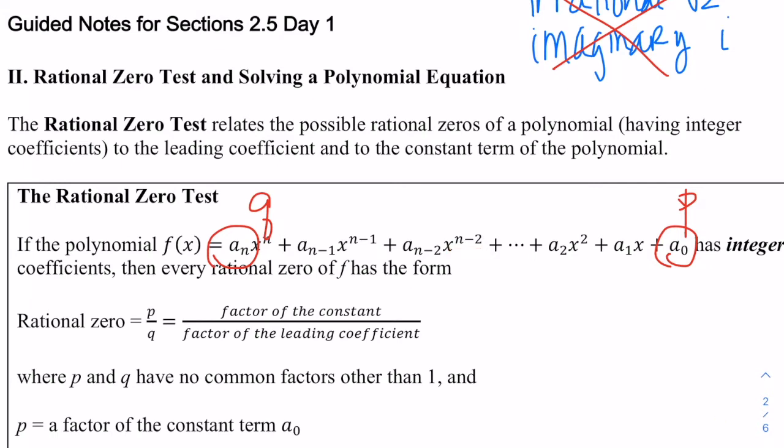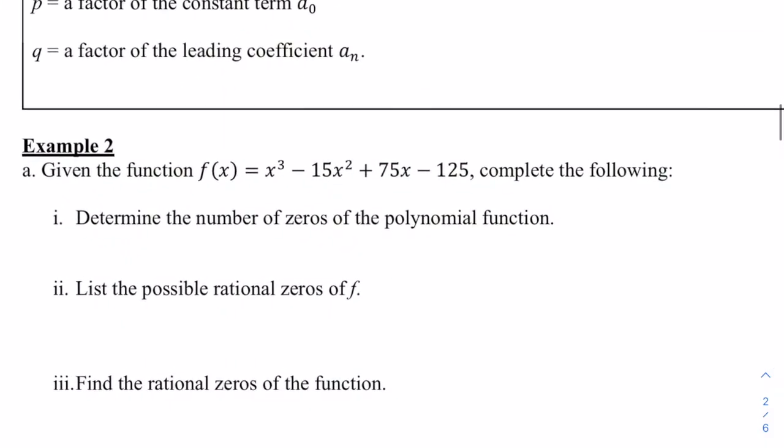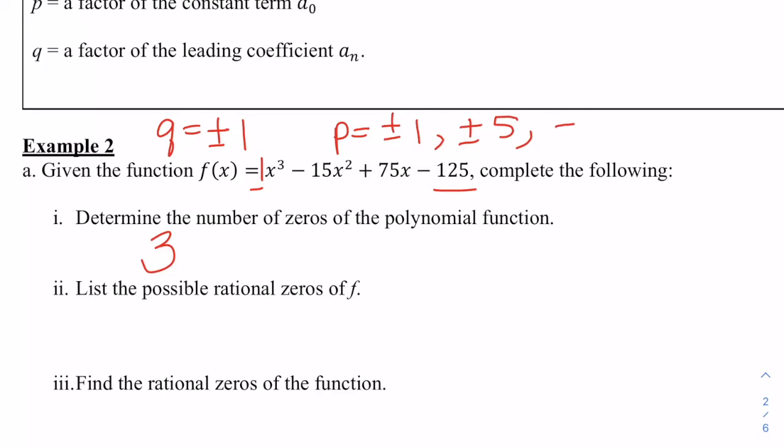Okay, so if we have something like this, x cubed minus 15x squared plus 75x minus 125, well, we know that we're going to have 3 zeros. Or we could say 3 linear factors. And if we want to list them, well, we have to look at the p's and q's. Remember, the q is the leading coefficient's factors. So we don't have a number there, right? So that's 1. So it's going to be plus or minus 1. And then our p will be factors of 125. So plus or minus 1, plus or minus 5, plus or minus 125.